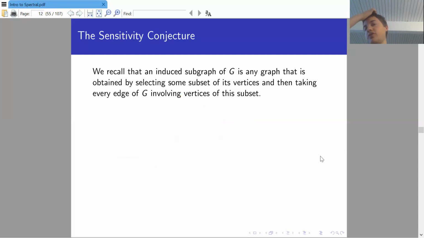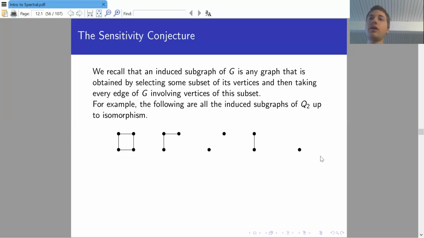The other object or definition we'll need is that of an induced subgraph. This is any graph that you can obtain from G by selecting some subset of its vertices and then looking at precisely the edges that involve 2 vertices of the subset. For example, looking at Q2, here are basically all the induced subgraphs. You could take as a subset all the vertices, which just gives you back the original graph. If you only look at these 3 vertices, you'll get this induced subgraph. If you look at 2 non-adjacent vertices, you'll get just 2 isolated vertices. If you take 2 adjacent vertices as your subset, you'll get this as your induced subgraph. And if you just pick a single vertex, you'll get just an isolated vertex.